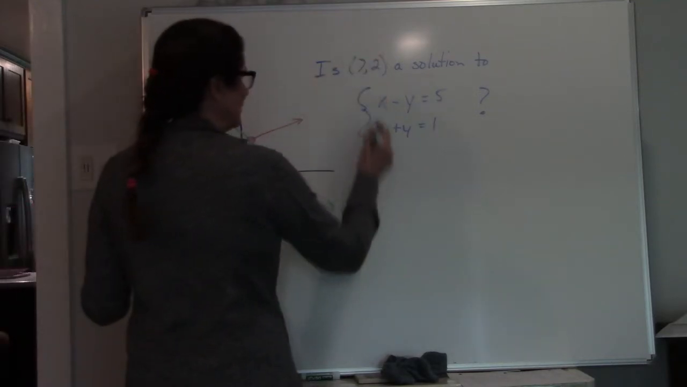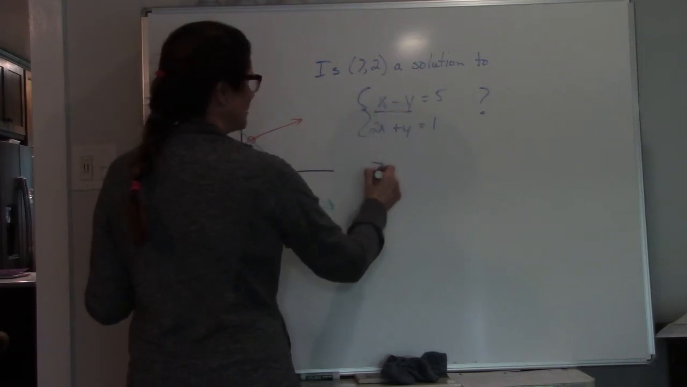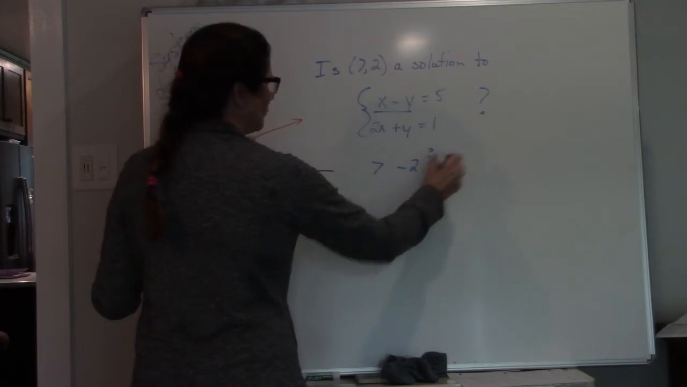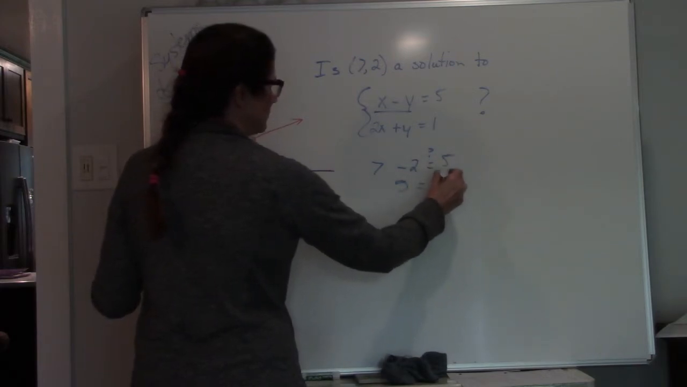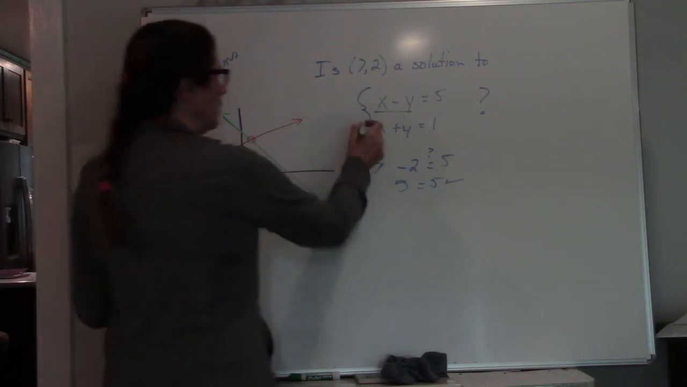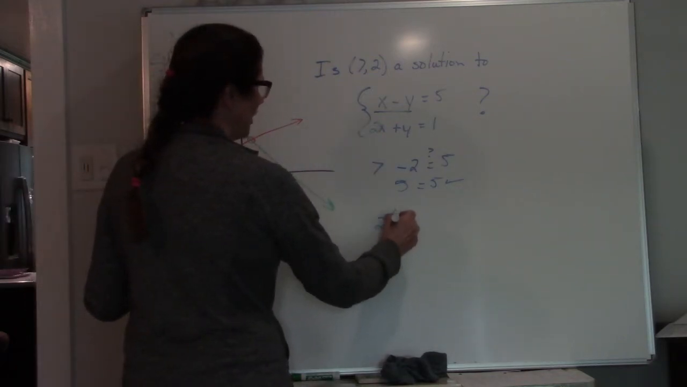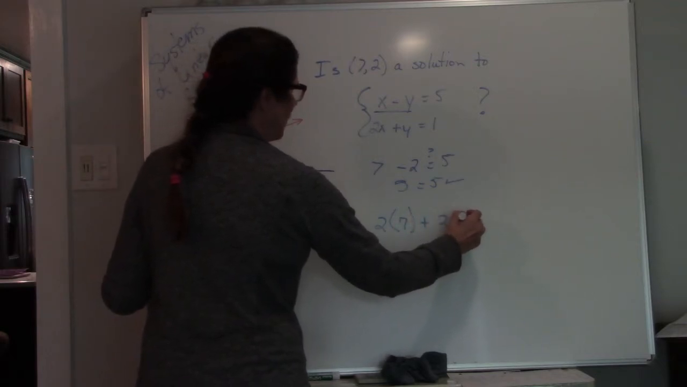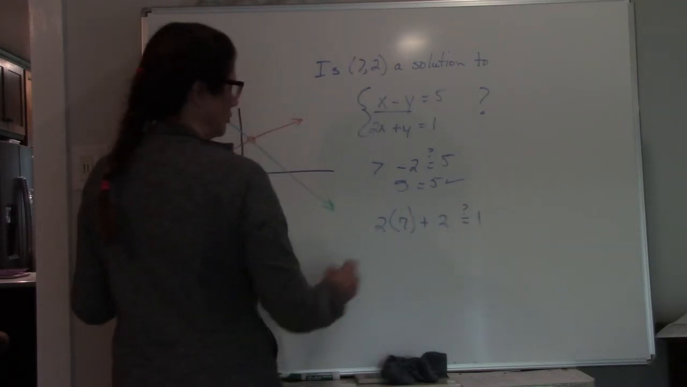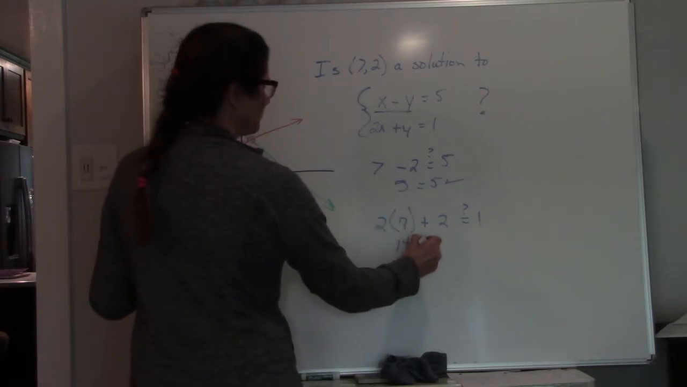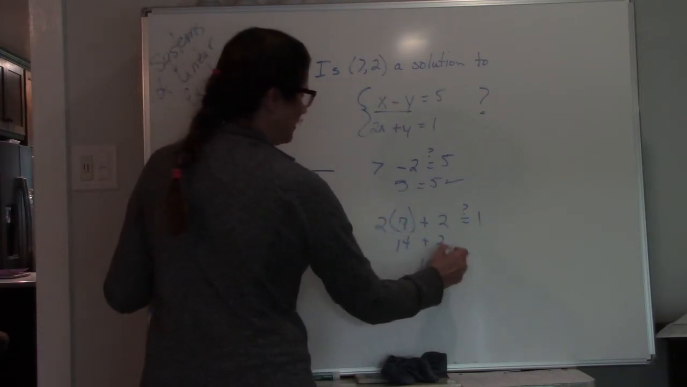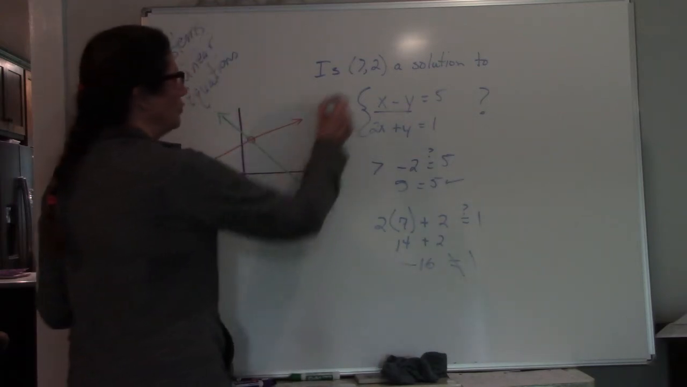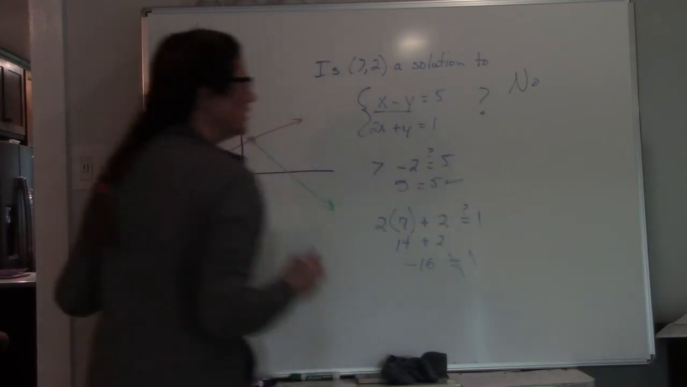If I plug this into this equation, I have 7 is my x, minus 2 is my y. Does that equal 5? Yes, it does. So it checks for that one. Now we have to plug it into here. 2 times my x, which is 7, plus 2, which is my y. Does that equal 1? 2 times 7 is 14, 14 plus 2 is 16. 16 does not equal 1. So this does not check, which means no, this is not a solution.